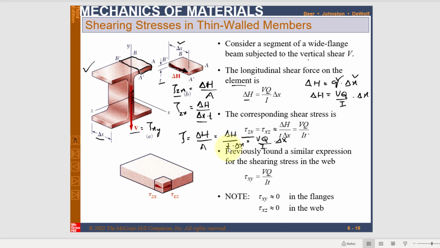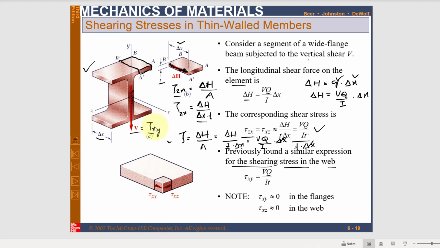There, and again the area that was t into delta x. So delta x will be cut out, so we will have shear stress equal to VQ over I into t. That is presented. And we also know that tau of xz is equal to tau of zx, so it will be the same. Previously, we found a similar expression for the shearing stress in the web, and the shearing stress in the web is tau of xy.